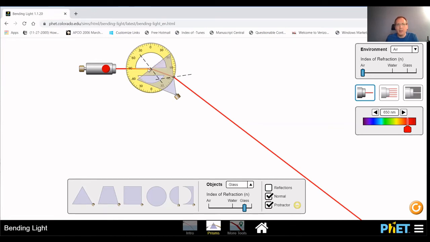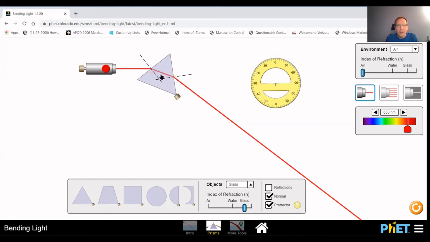Then you would measure this angle right here, which would be R1, right? Your first angle of refraction. So that would be the two angles for the first phase, right? Angle of incidence, I1, angle of refraction, R1.